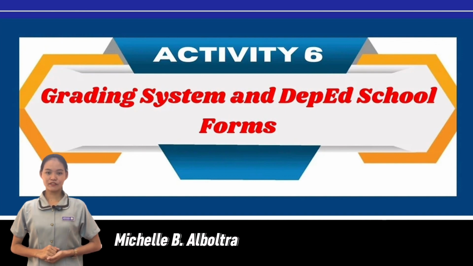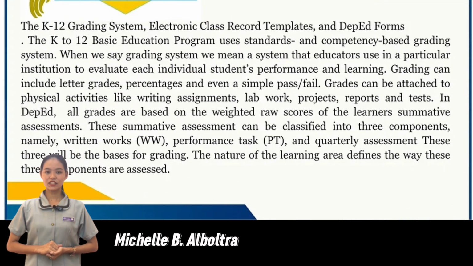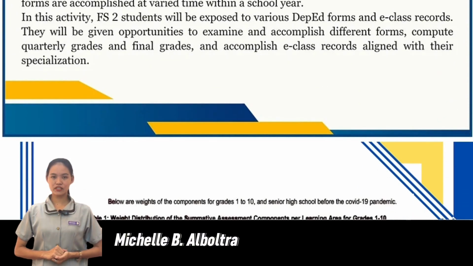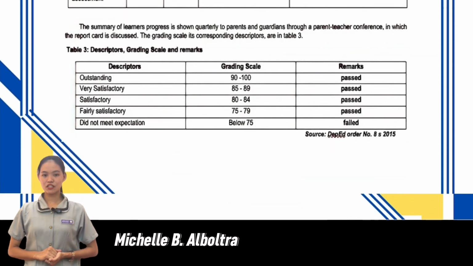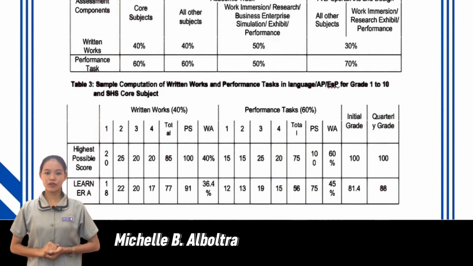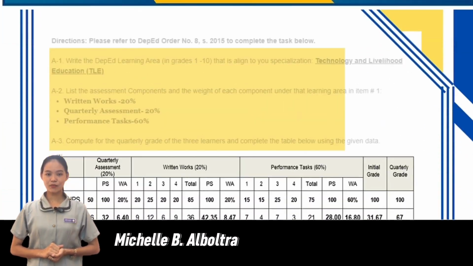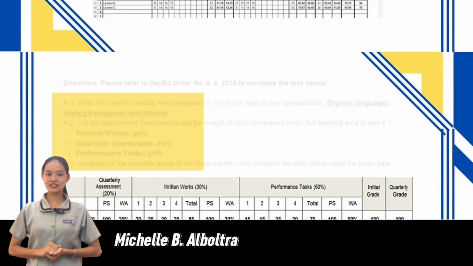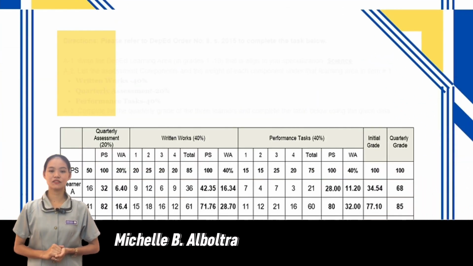The last activity in Field Study 2 is all about the grading system and DepEd school forms. This activity focuses on identifying the school forms, their purpose and uses, and also familiarizing ourselves with and doing some sample computation of grades using the DepEd assessment criteria. Computing grades has different assessment components per learning area. Grades 1 to 10 have languages and core subjects, while in senior high school, DepEd adds the academic track and PBL strand. In this activity, we also learned how to make an e-class record where we can input the scores of the students in written works and performance tasks.